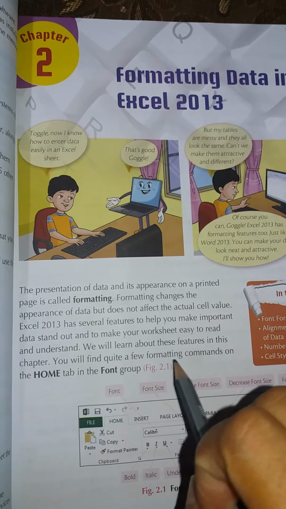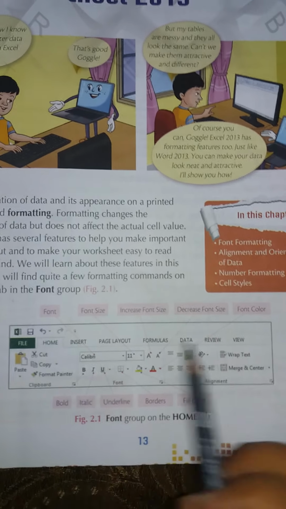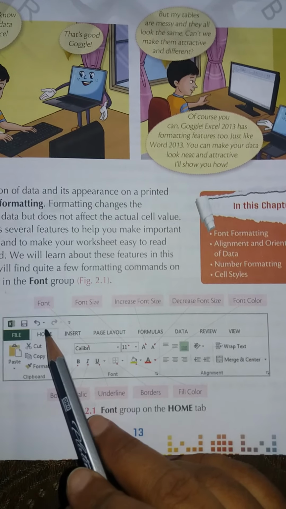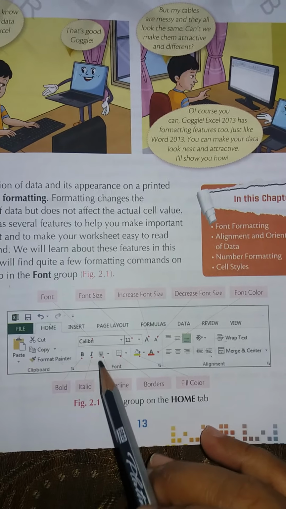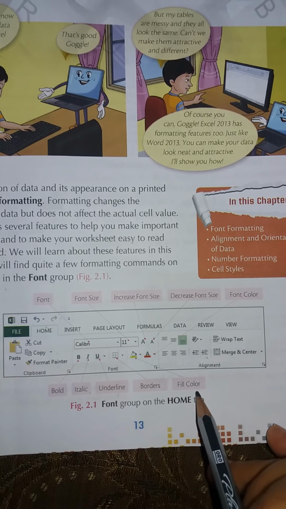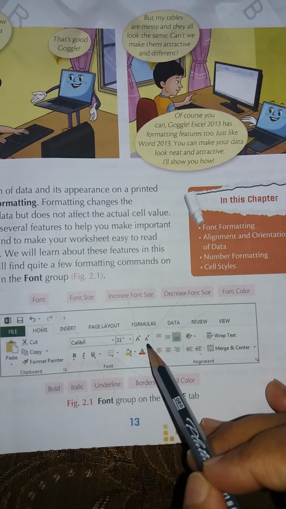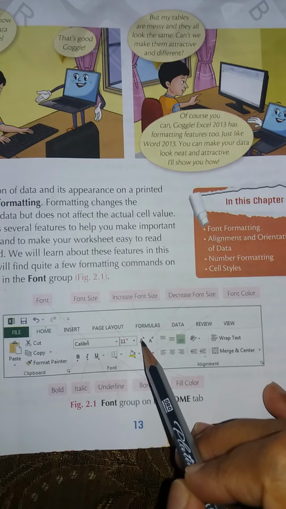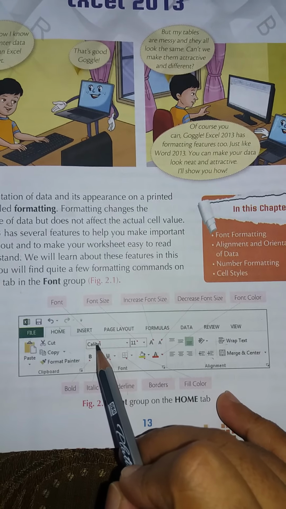You will find quite a few formatting commands on the Home tab and the Font group. Figure 2.1. This is the Home tab. When you open the Home tab, here come bold, italic, underline, borders, fill colors, font color, decrease font size, increase font size, font size, and font. Font means writing, which style you have chosen.